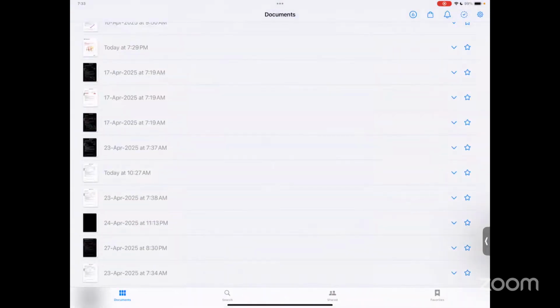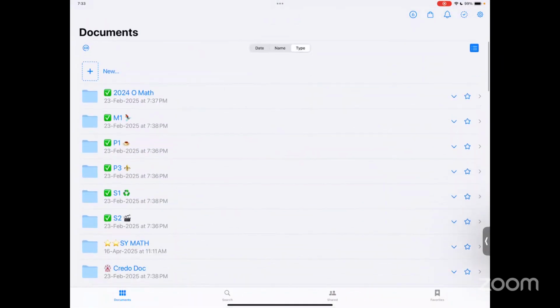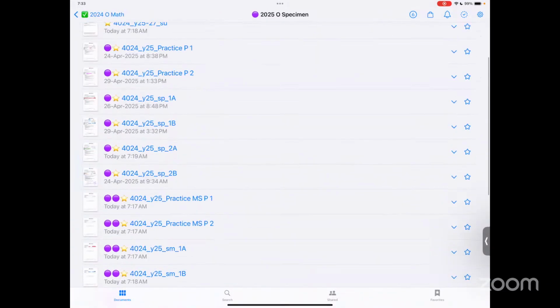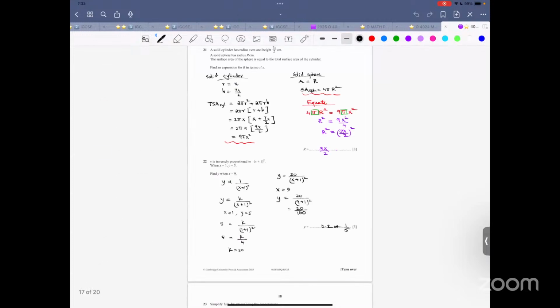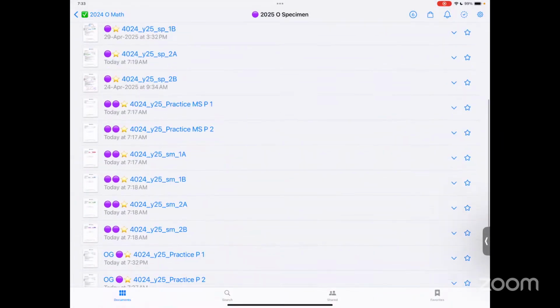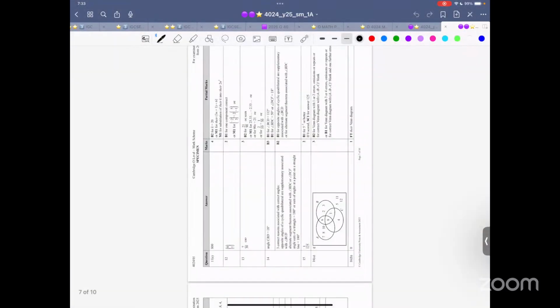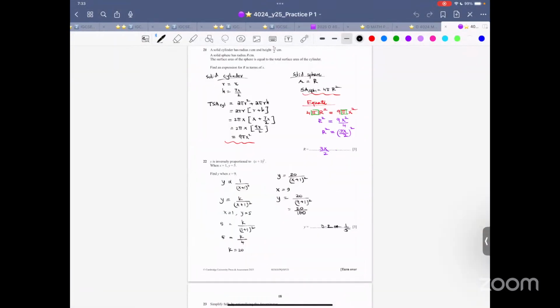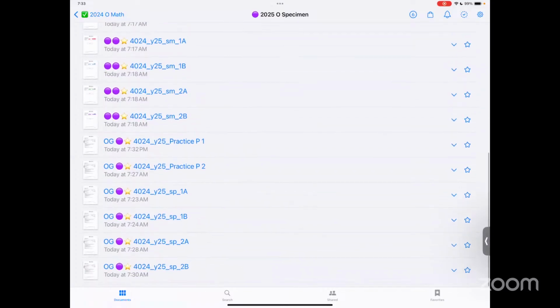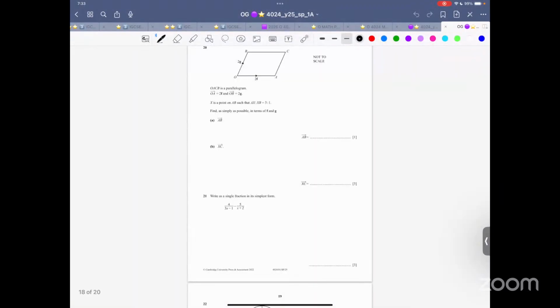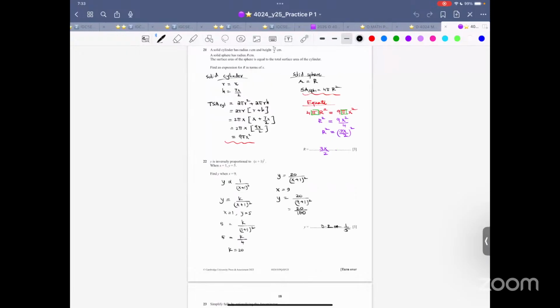Let me first go to this list. And that is math, that is specimen. This is practice P1. And then there is specimen 1A. No, not the mark scheme. I don't need the mark scheme. There is 1A question paper. That is the OG. Hold for a second.